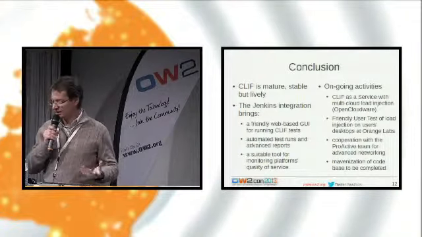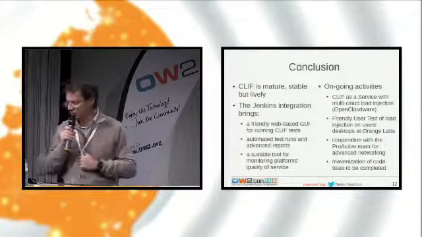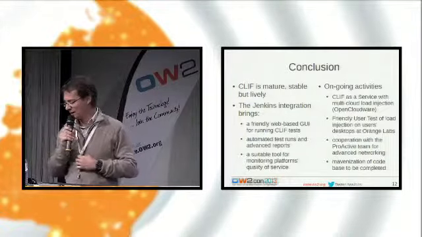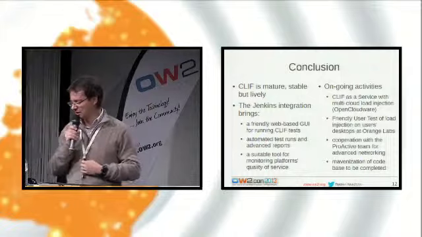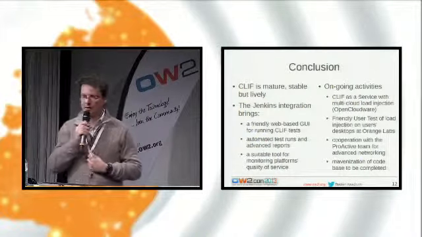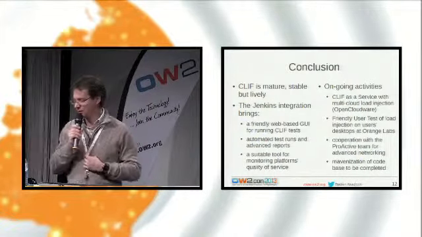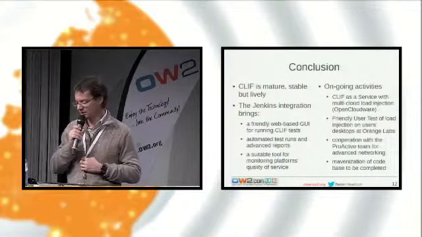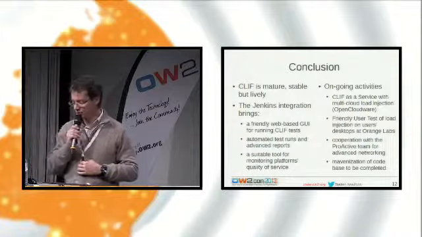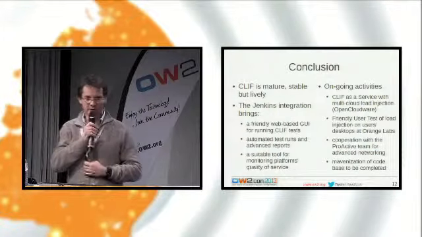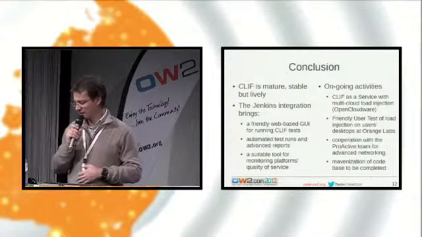Okay, so we saw that the Jenkins integration provides Cliff with a friendly, web-based user interface for running Cliff. It supports automated test runs and reporting, including trends. And it's a suitable tool for monitoring the platform's quality of service.